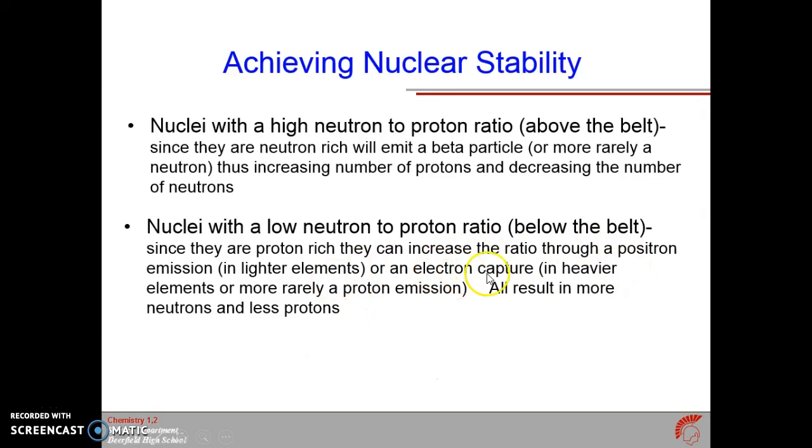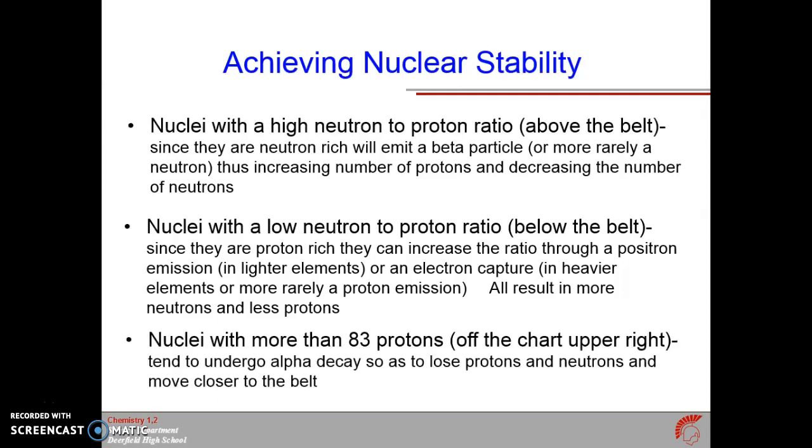Electron capture is something that really doesn't get mentioned very much in AP, so we're not going to worry too much about it. Now, your book mentions it. That's essentially an electron being captured by the nucleus and causing the quarks to rearrange appropriately.